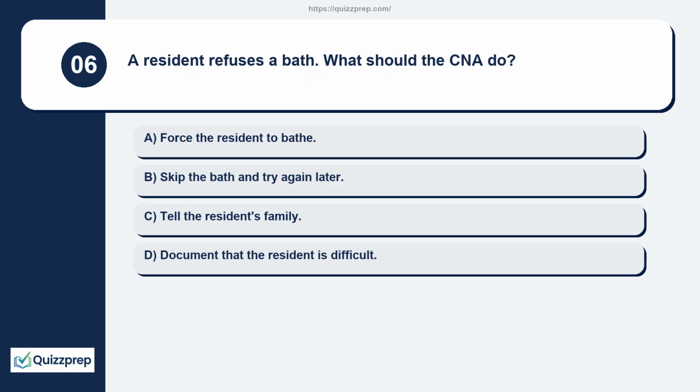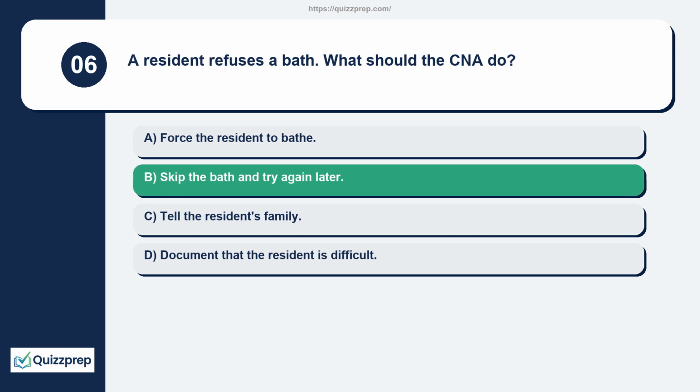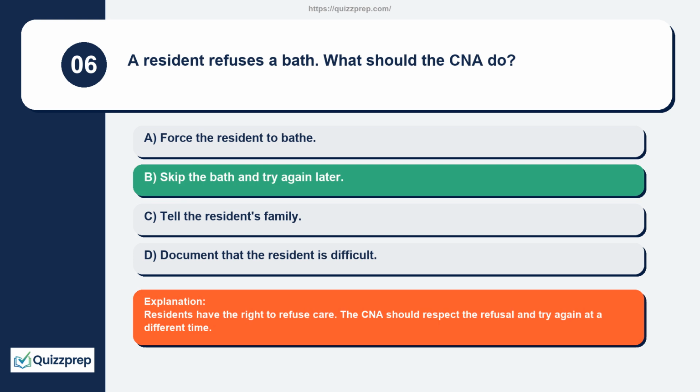Question 6. A resident refuses a bath. What should the CNA do? Force the resident to bathe. Skip the bath and try again later. Tell the resident's family. Document that the resident is difficult. Residents have the right to refuse care. The CNA should respect the refusal and try again at a different time.